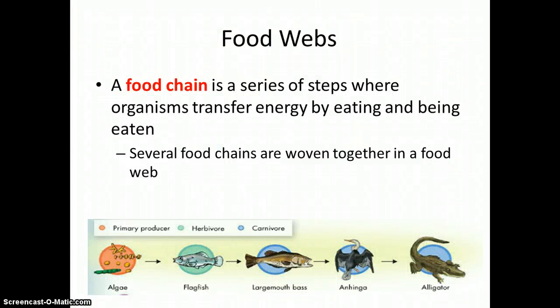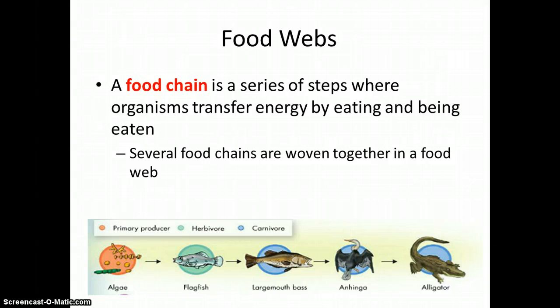Producers and consumers are connected to each other through their feeding relationships. A food chain shows how energy is passed between living things in a single chain. In the food chain below, we can see algae are the primary producers, which get their energy from the sun to make their own food. Its energy is then transferred to the flagfish, which eats algae. Largemouth bass are carnivores, which eat flagfish, and the energy continues to get passed to the aquatic bird. Finally, at the top of the food chain is an alligator, which gets its energy and nutrients from the bird that it eats.